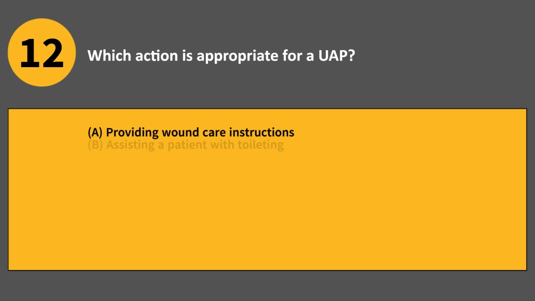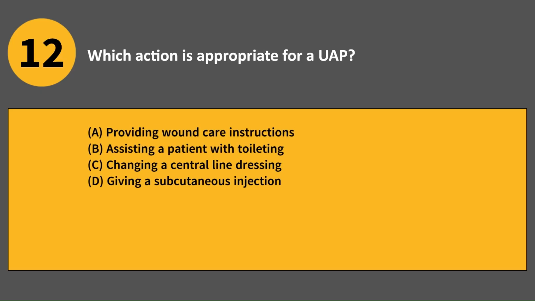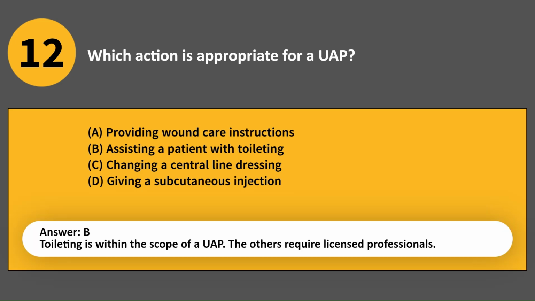Which action is appropriate for a UAP? A. Providing wound care instructions. B. Assisting a patient with toileting. C. Changing a central line dressing. D. Giving a subcutaneous injection. Answer: B. Toileting is within the scope of a UAP. The others require licensed professionals.